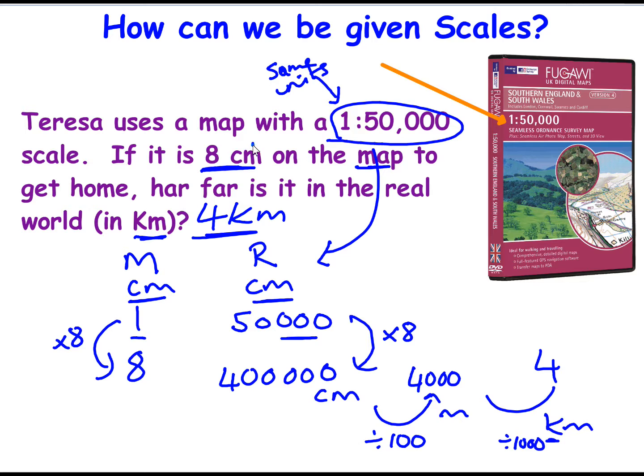We haven't got 1 centimeter. We've been given 8. So the 8 lives under the map side of our ratio. It gives us our ratio scale of 8, which we multiply the other side by 8, and we end up with 400,000 centimeters. We don't use that kind of terminology in the real world, so we need to turn our centimeters into kilometers. So do this in 2 steps. Centimeters to meters is divide by 100, and meters to kilometers is divide by 1,000. And you end up with 4 kilometers as the correct answer.